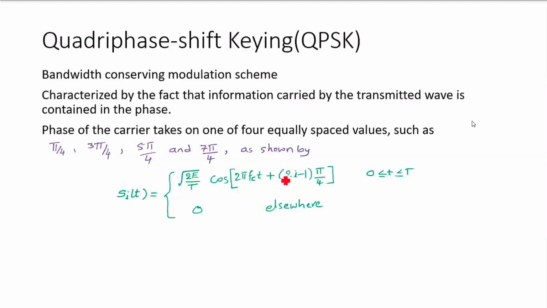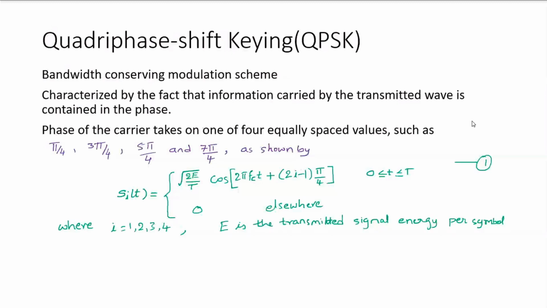Where I can take value 1, 2, 3, 4. Now if i equals 1, one set of binary data will be present in pi by 4. If i equals 2, one set of binary data will be taken care of by 3 pi by 4. If i equals 3, one set of data will be placed at 5 pi by 4, and so on up to 7 pi by 4.